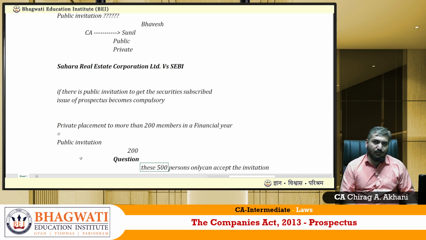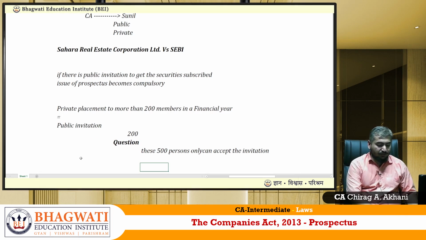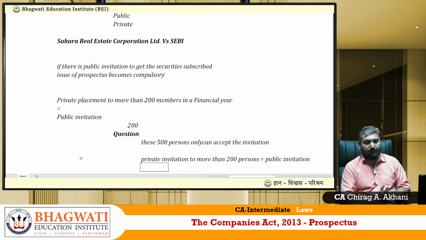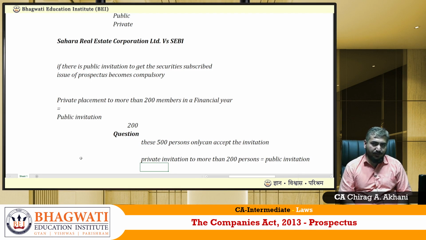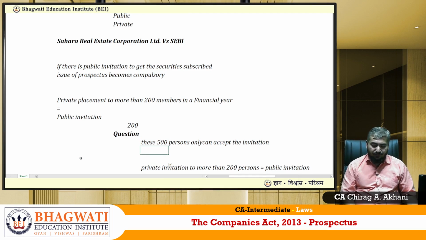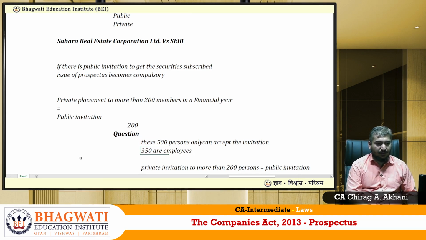So technically speaking, guys, the answer is public invitation. Why? Even if it looks like a private invitation, a private invitation to more than 200, as I have just explained, is considered a public invitation. Here in a year we have gone for 500 persons, which is obviously more than 200 persons, and therefore it is a public invitation, not a private invitation. Okay. Now, what if your facts say in the question that out of this 500, 350 are employees to whom the shares are invited under the scheme of ESOP.